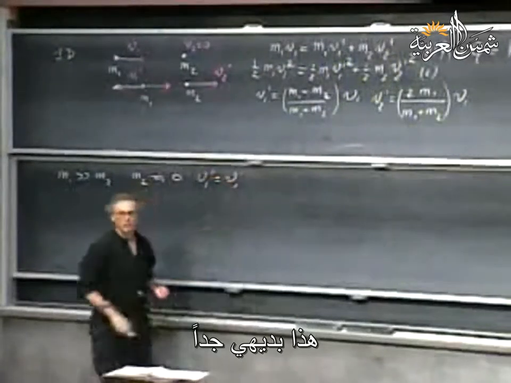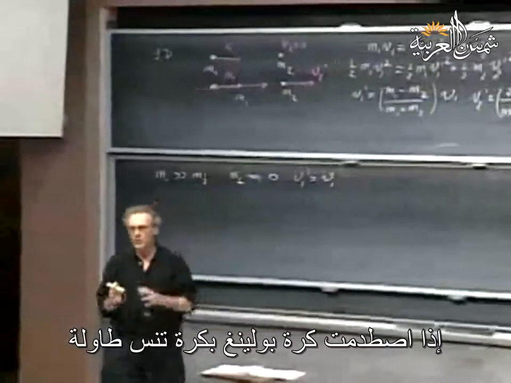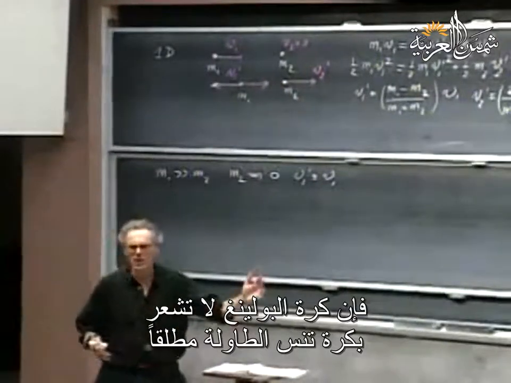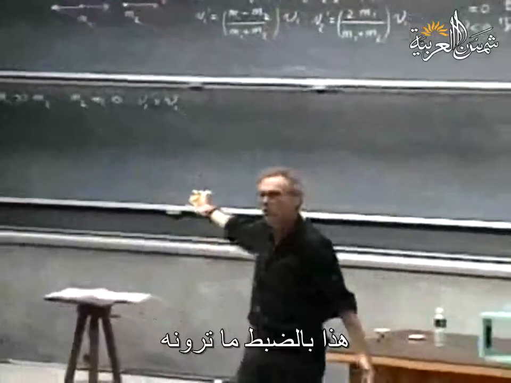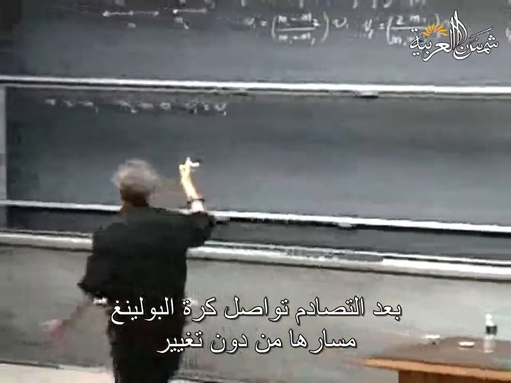That is completely intuitive. If a bowling ball collides with a ping pong ball, the bowling ball doesn't even see the ping pong ball. It continues its road as if nothing happened. That's exactly what you see. After the collision, the bowling ball continues unaltered.